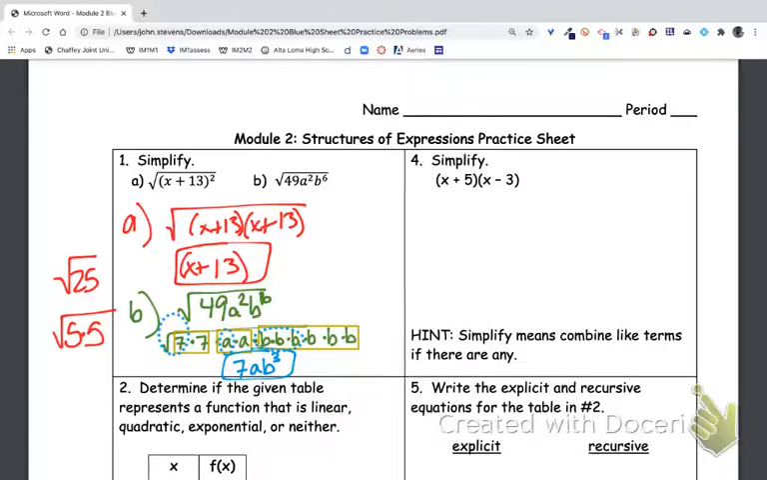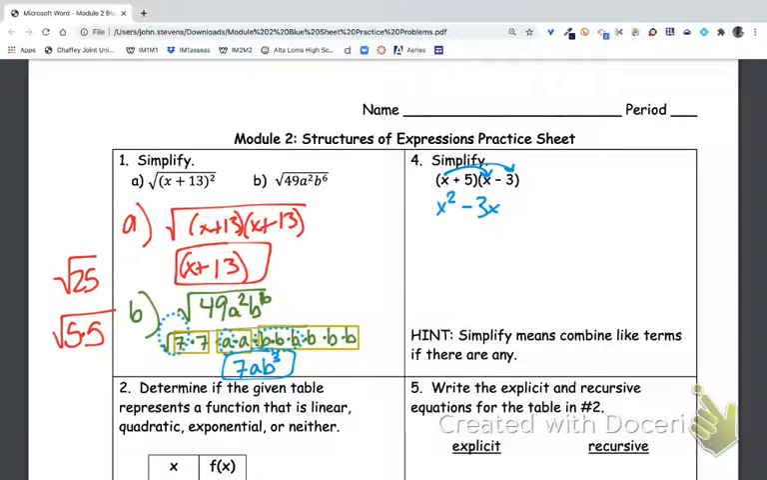For number 4, simplify x plus 5 times x minus 3. You've done this in Module 1, but it's just a refresher because we're going to be using it quite a bit. So we're going to take that first term, x, and distribute it into that second set of parentheses. X times x gives me x squared. X times negative 3 gives me minus 3x.